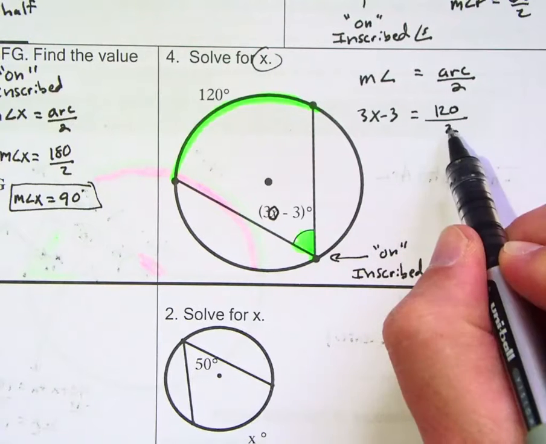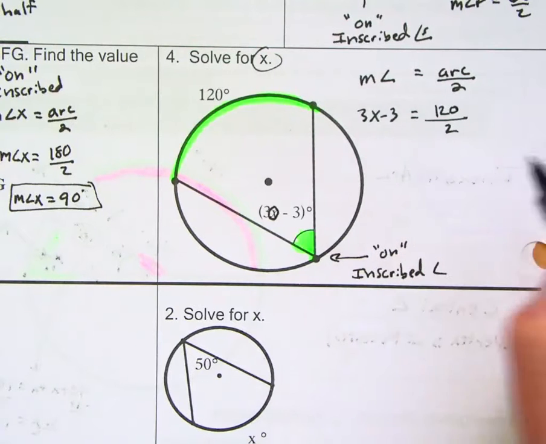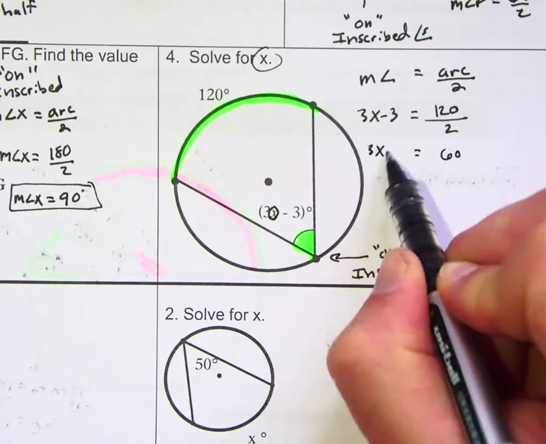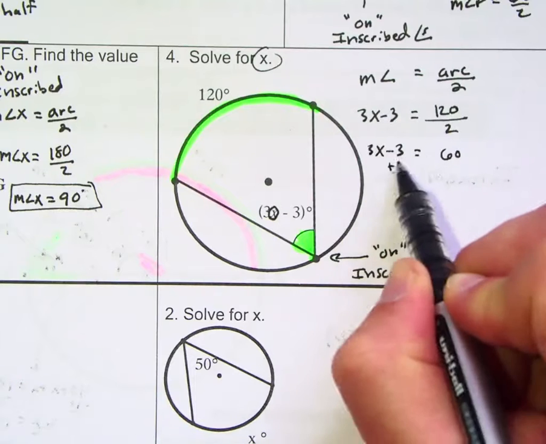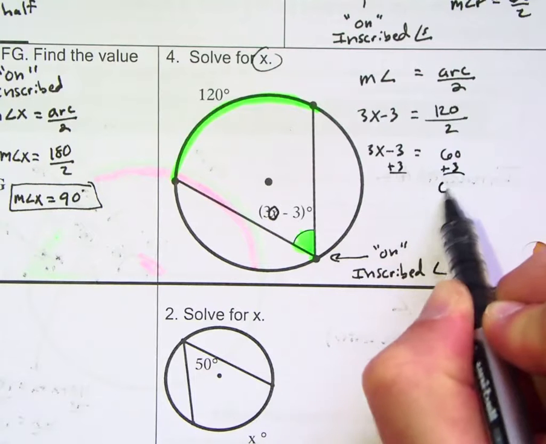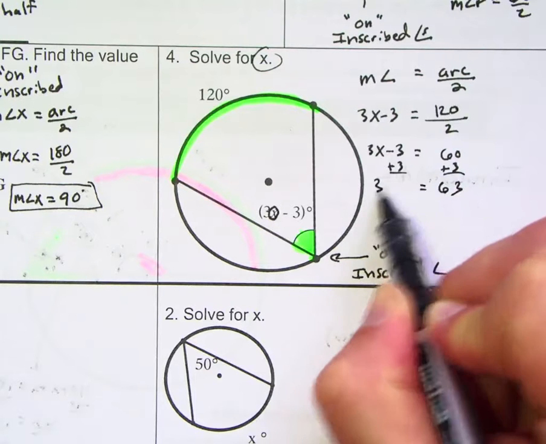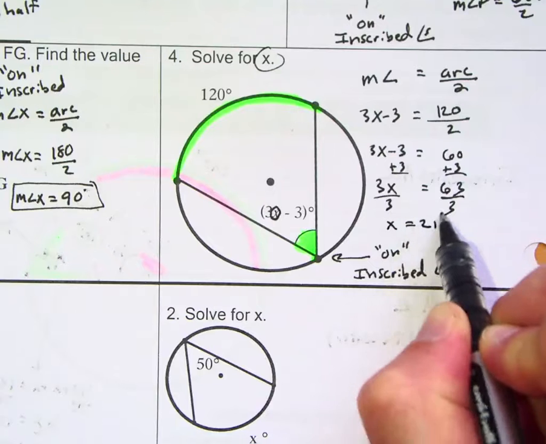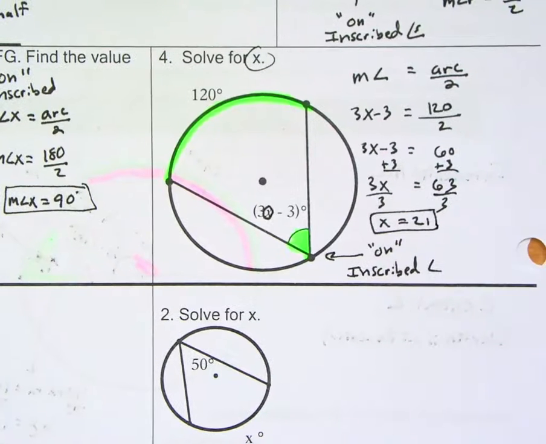So I can reduce here. If I couldn't, I would just multiply both sides by 2. But in this case, I can reduce to 60, and it's just algebra at this point. Let me add 3 to both sides. Divide both sides by 3. X is equal to 21, and I'm done.